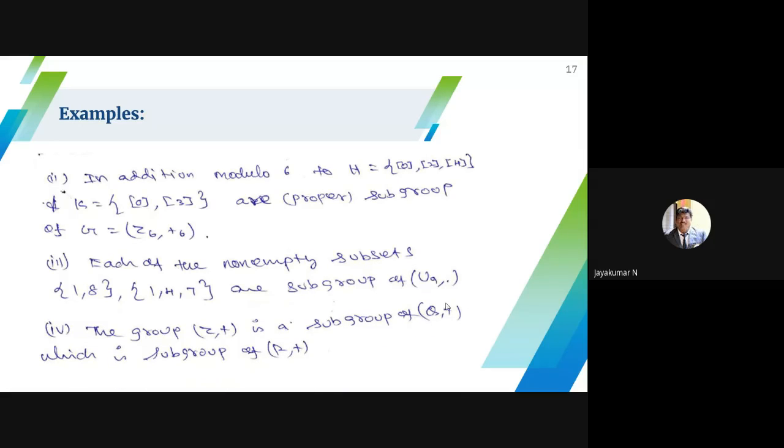The group Z comma plus, the set of all integers with respect to addition, is a subgroup of the set of all rational numbers with respect to addition, which is a subgroup of the set of all real numbers with addition.